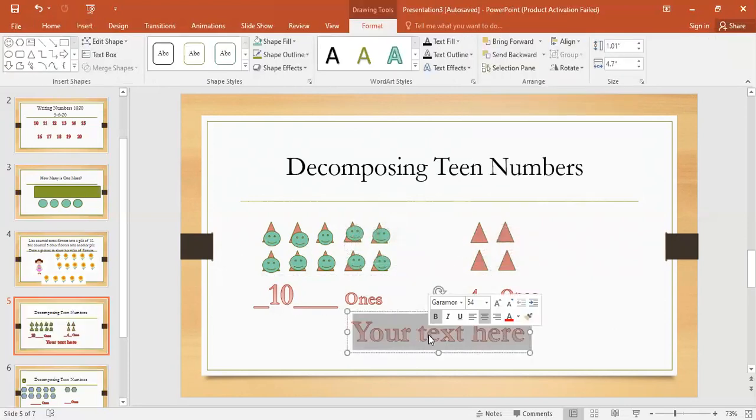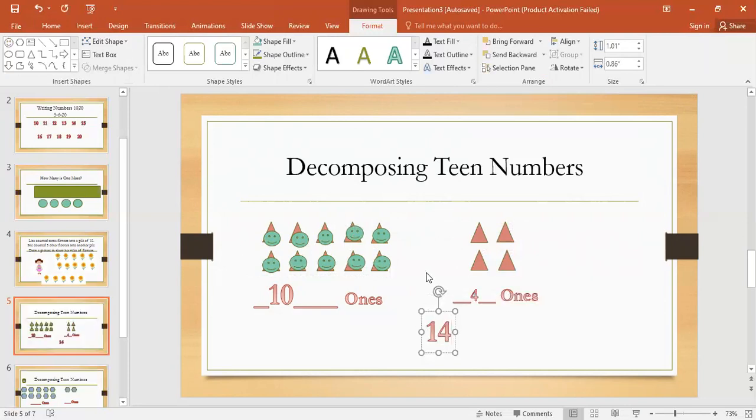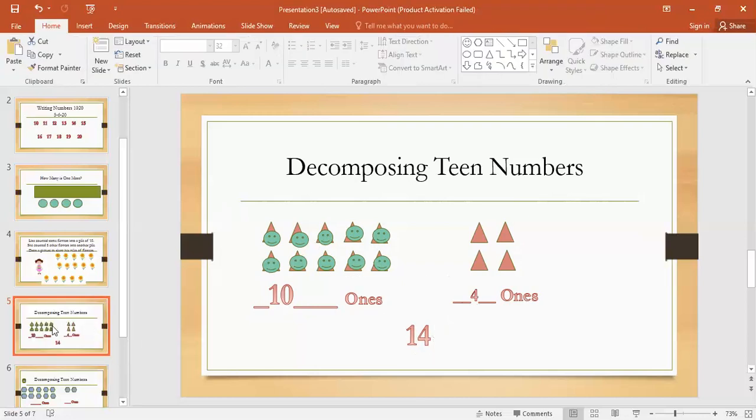So we see the largest number, we have 14. So that means 14 can be broken up into 10 ones and 4 ones. This is how we can decompose the number 14 with 10 and 4. Great job, guys. Let's go ahead and go down to another practice problem.